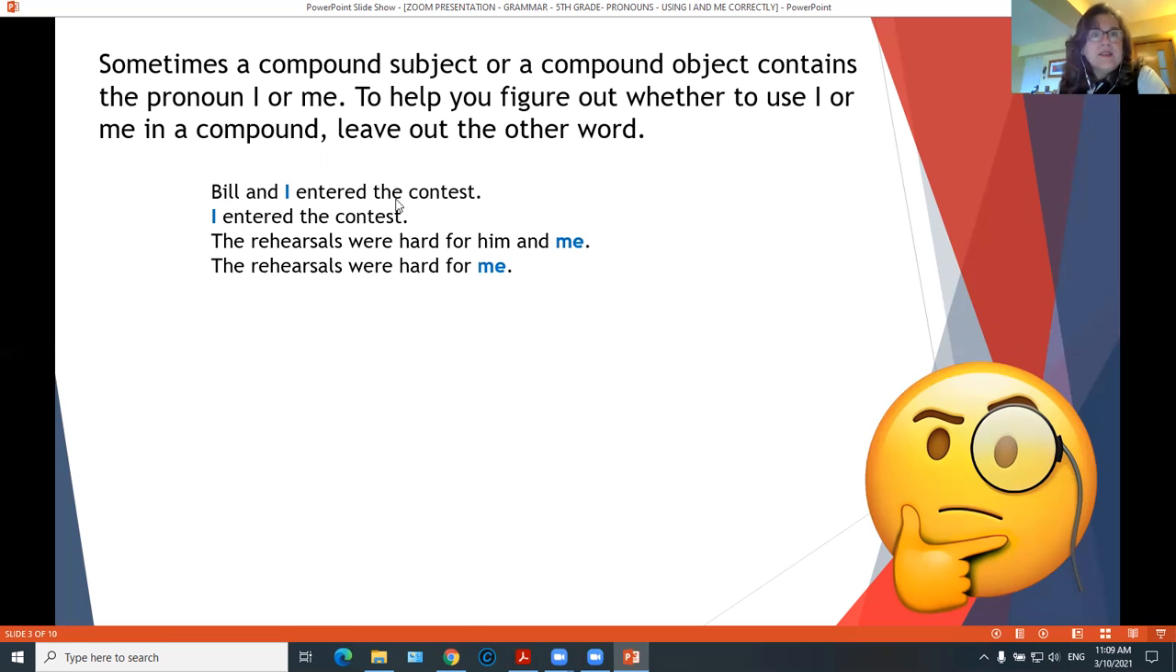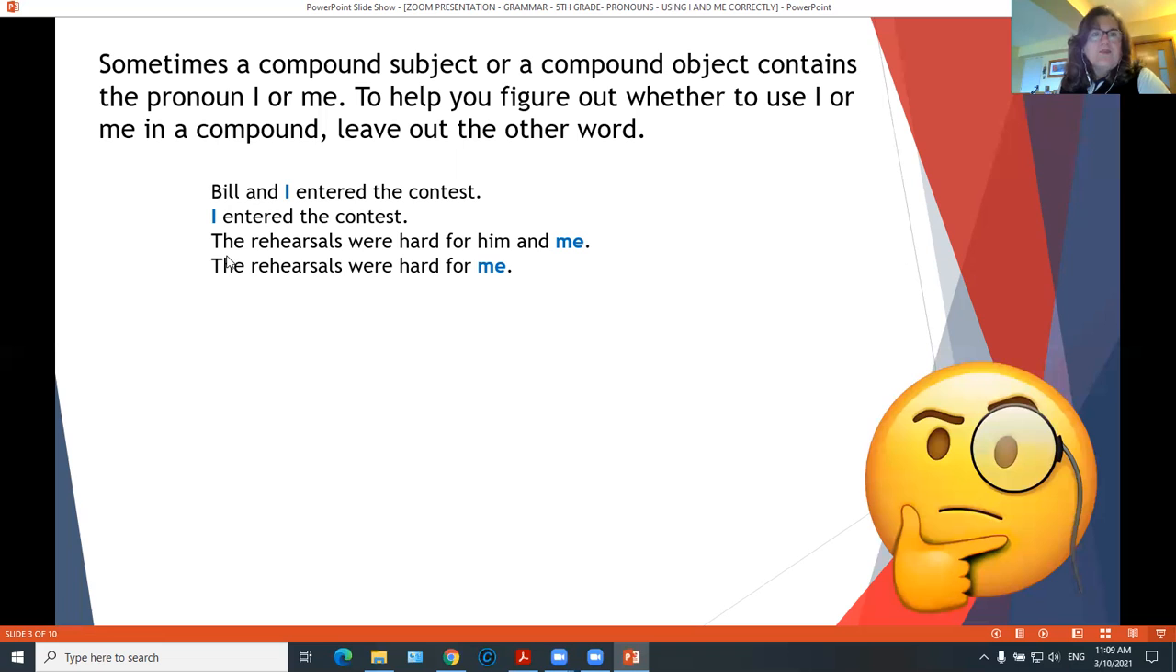Is that correct? Yes, because we use I when we are trying to refer to the subject of the sentence. And in this case, I entered the contest. I is the subject, so we use I. So it's correct to say Bill and I entered the contest. It's not correct to say Bill and me entered the contest, okay? Because in this case, we're talking about the subject of the sentence.